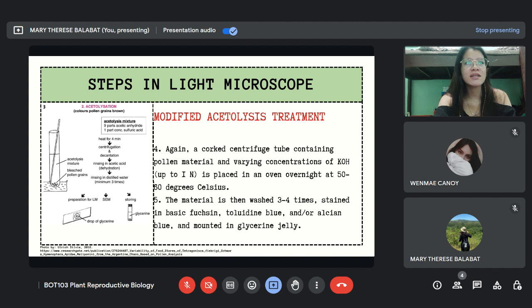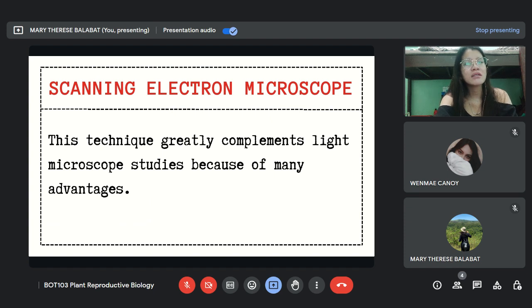Thin sections of the exine may also be prepared for study in the light microscope using paraffin-embedded material and an ordinary rotary microtome. So, the scanning electron microscope technique greatly complements light microscope studies because of many advantages. These are the several advantages of this scanning electron microscope.